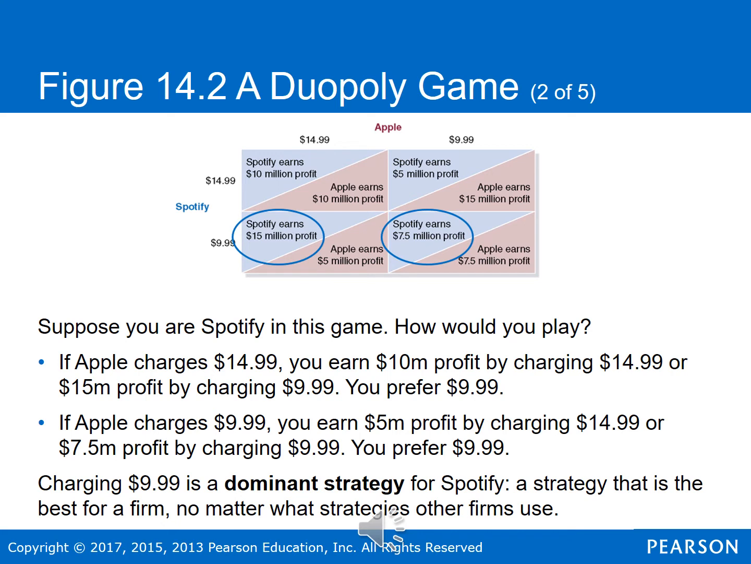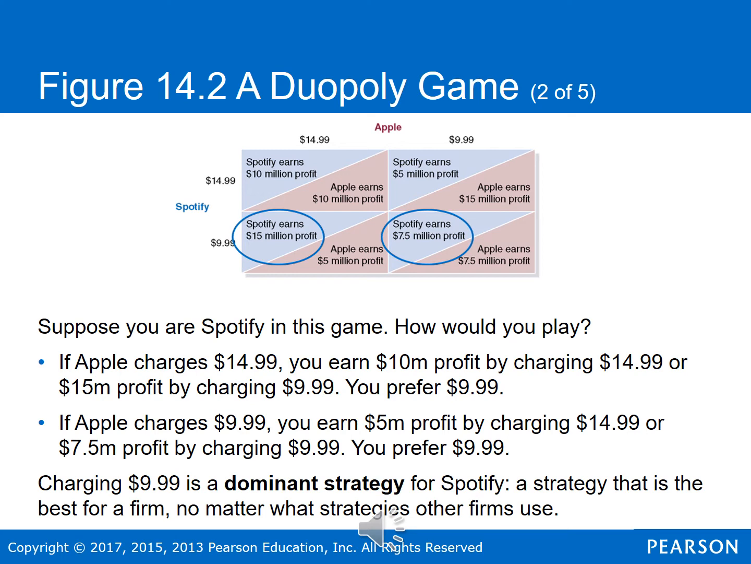So if you're Spotify and Apple charges $14.99 a month, you earn a $10 million profit by charging $14.99, and you earn a $15 million profit by charging $9.99. So you're going to prefer to price it at $9.99, earn a greater profit. Now, if Apple charges $9.99, you earn a $5 million profit by choosing to price at $14.99, or a $7.5 million profit by charging $9.99. So in this case, you're also going to prefer $9.99.